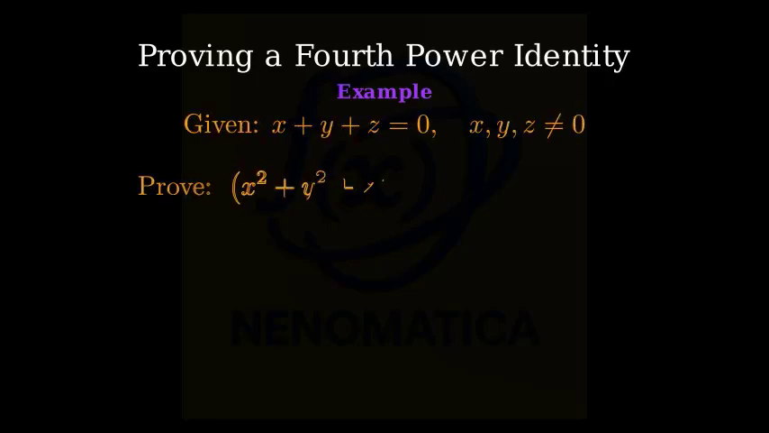We have a system where x, y, and z are non-zero numbers that satisfy the equation x plus y plus z equals 0. We need to prove that the square of the sum of squares, namely (x squared plus y squared plus z squared) all squared, equals twice the sum of the fourth powers, which is 2 times (x to the fourth plus y to the fourth plus z to the fourth). Let's start with our given equation and see where it leads us.